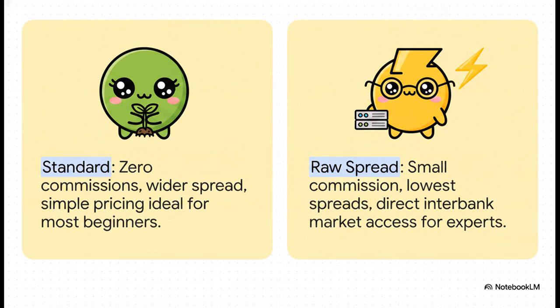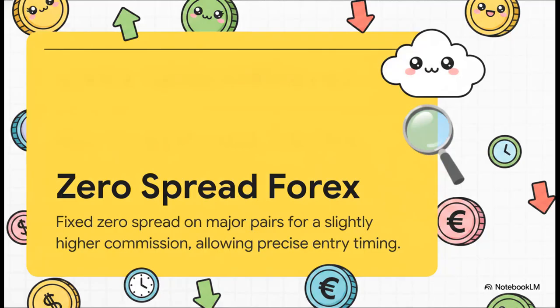But with a raw spread or ECN account, that structure flips entirely. You pay a small commission per lot, which is just a standardized batch of currency, but in exchange, you get the absolute lowest spreads and direct connectivity to the interbank market. If you're an expert running automated systems, that direct access is exactly what you need. There's also a highly specialized third option you should know about: the zero spread Forex account.